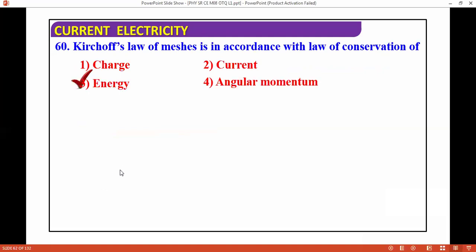So this is Kirchhoff's law of masses. When we're talking about mass, don't just jump on the question because you see Kirchhoff's law. Not at all. Here I'm talking about masses. Okay, so we are talking about masses. Next question.